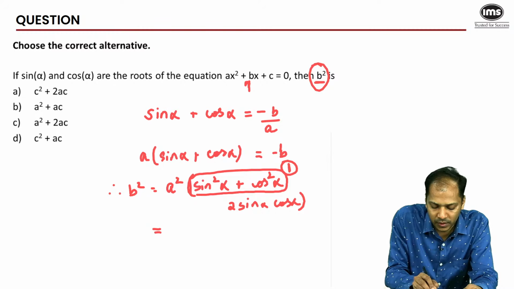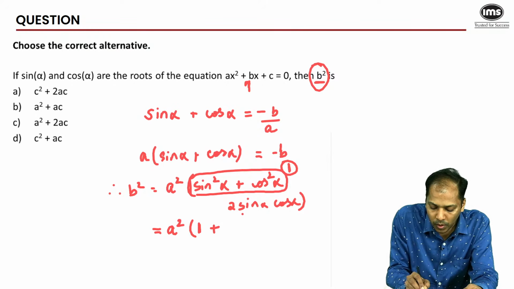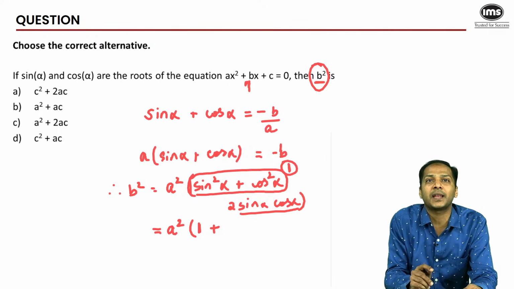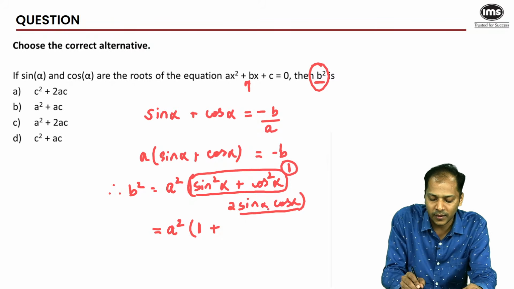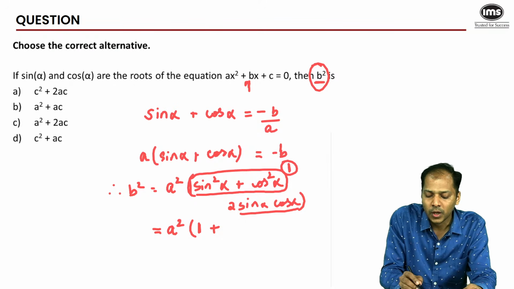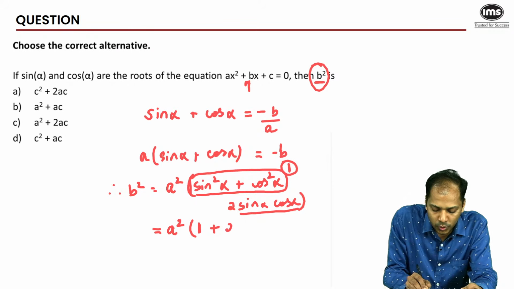So what we'll have over here is nothing but a square into 1 plus, what about the sine alpha into cos alpha? Sine alpha and cos alpha were the roots of this quadratic. Therefore this represents the product of the roots. Product of the roots is nothing but c upon a. So 1 plus 2 times c upon a.